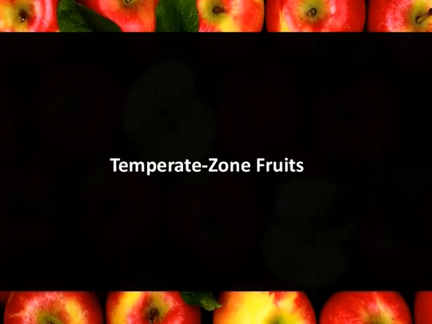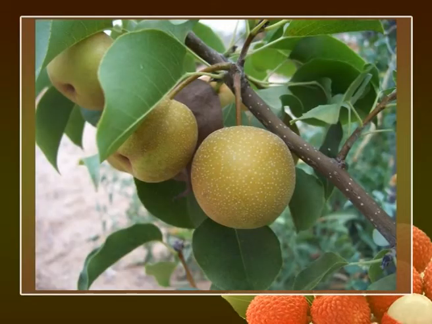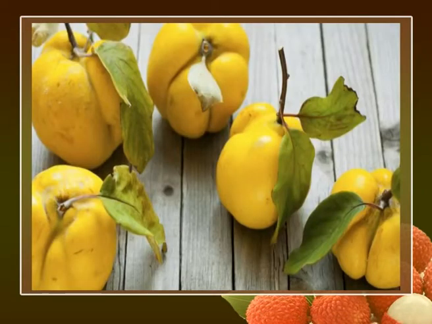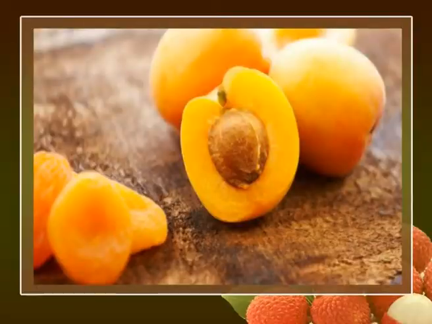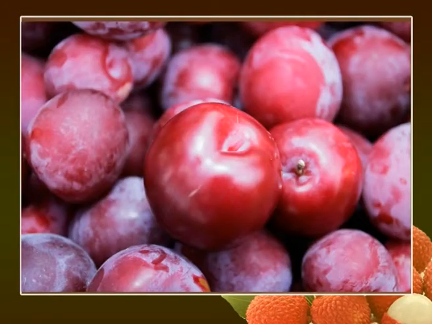Number first, temperate zone. Temperate zone fruits include pome fruits, for example apple, Asian pear, European pear, quince. Next is stone fruits, and the examples include apricot, cherry, nectarine, peach, plum.